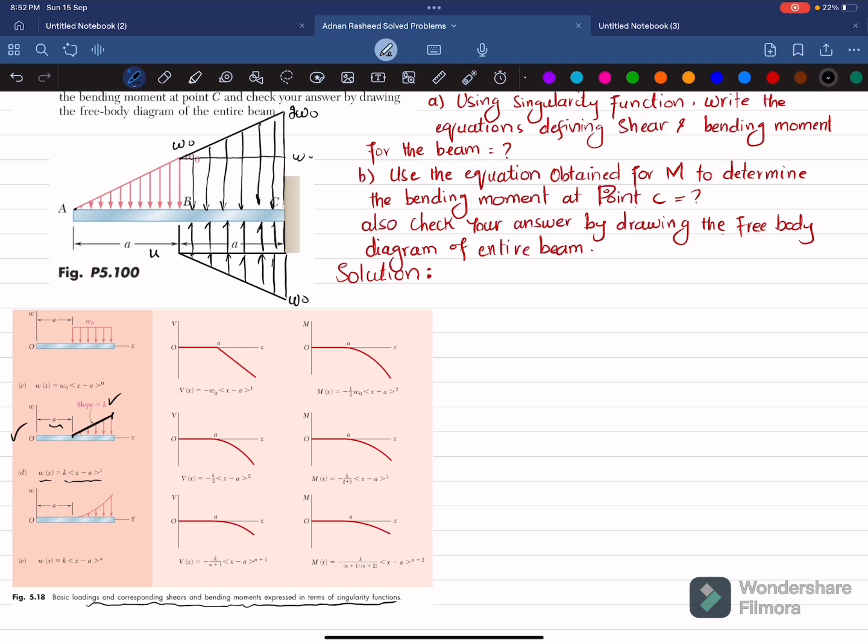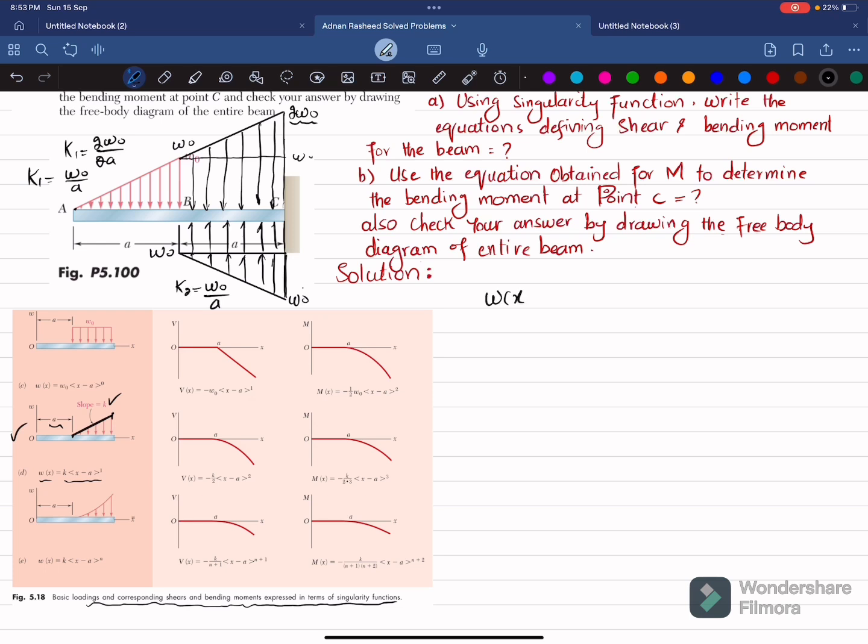So what we are going to do is that we will apply the singularity function for this graph. For this one, you can see we will find K1, and K1 will be a slope. Slope is perpendicular over base. So perpendicular is 2W naught and base is 2 times A. So K1 will be equal to W naught by A. Similarly for this, we have K2, and K2 will also be equal to perpendicular, this one for triangular load, over base A.